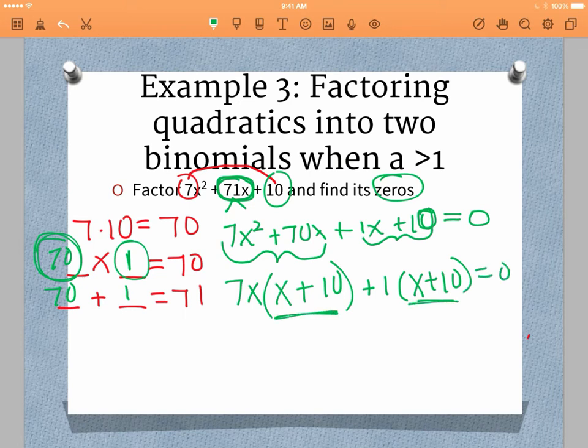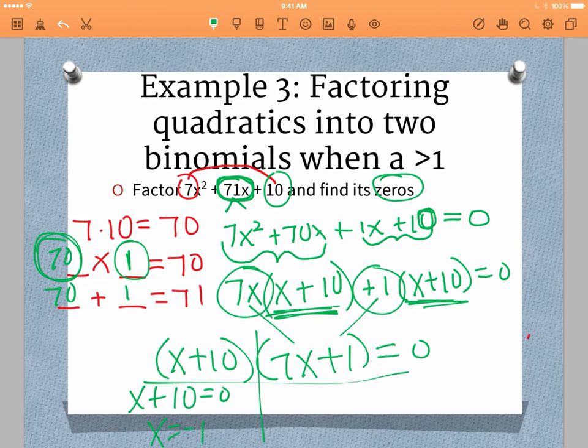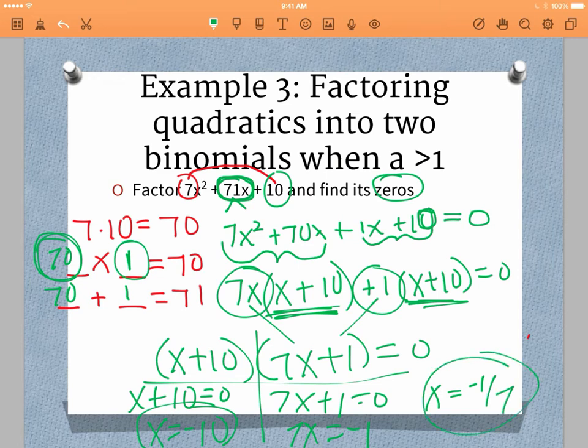And you'll say, well, why do I have to write that? Well, you want to now take out this x plus 10 as a factor, and you're left with the 7x and the 1. And those are your two binomials of this quadratic. And then if we do a T-chart to solve it, we get x plus 10 is 0, x is equal to negative 10 as one root, and then 7x plus 1 equals 0, and 7x is equal to negative 1, x is negative 1 over 7. So those are your two roots.